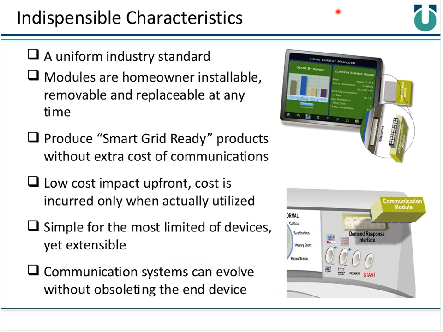So the primary characteristics that we have to have in place. There has to be some kind of uniform standard, and we now have that in place. The modules are homeowner installable, removable, and replaceable at any time. Manufacturers can produce smart grid-ready products without having to build in communications or even building in multiple communications.